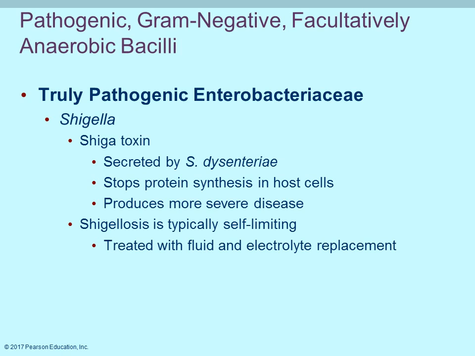Shigella dysenteriae secretes a toxin called the Shiga toxin. This causes a very severe diarrhea. It stops protein synthesis in the host cell. You need to replace fluid and electrolytes again, trying to keep the patient hydrated.